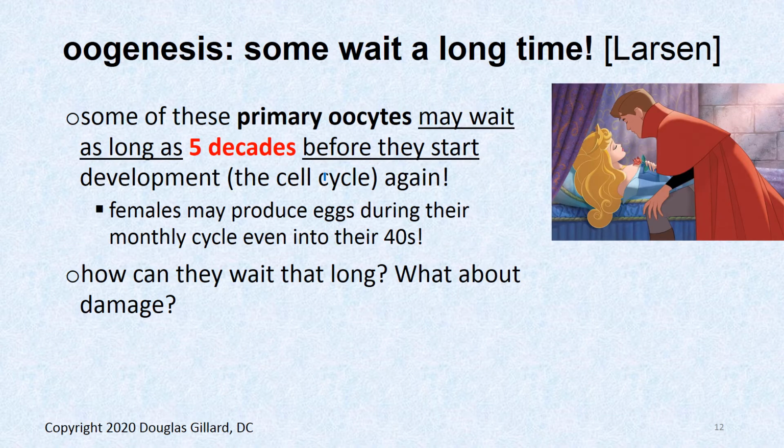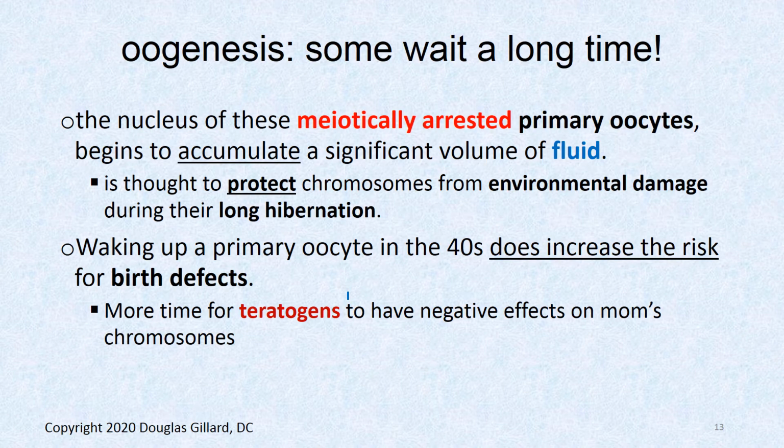Did I miss something here? Oh, yeah, there's the question. So how can they wait? How can they be preserved for so long? Because plenty of people in their 40s have successful, normal babies. So how can they be asleep for 5 decades? What protects them from teratogens in the environment?